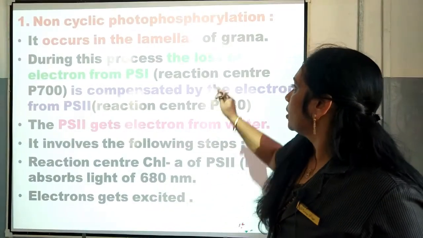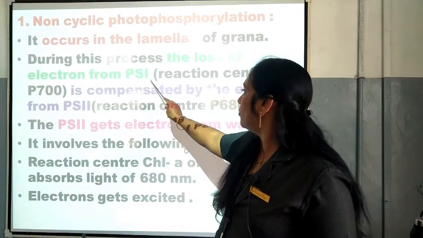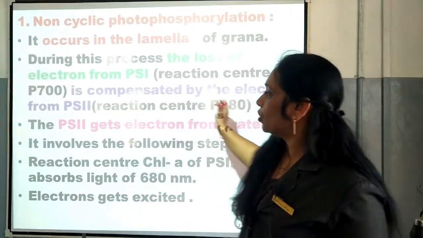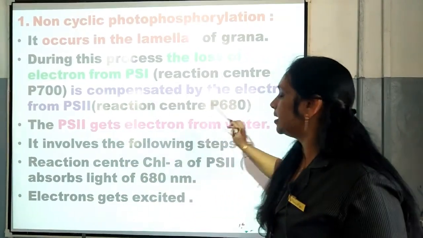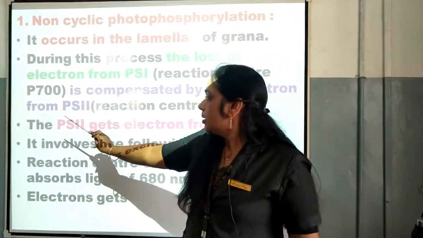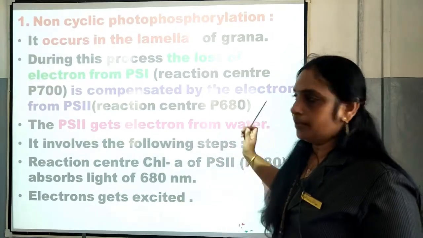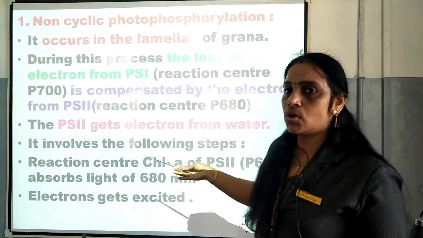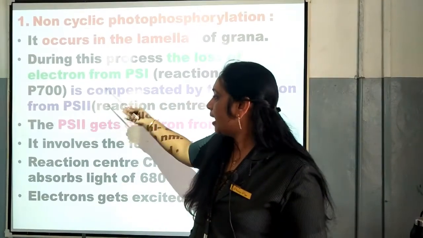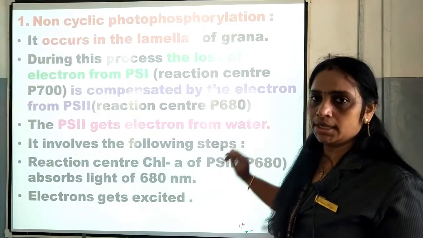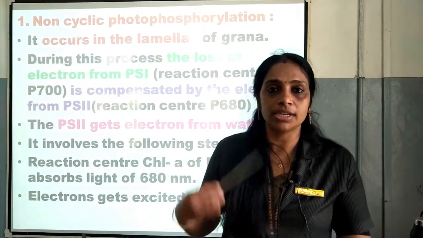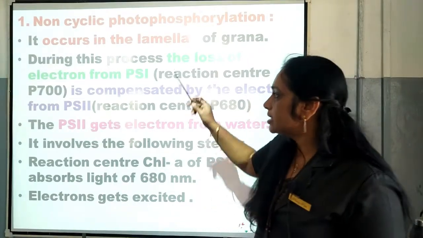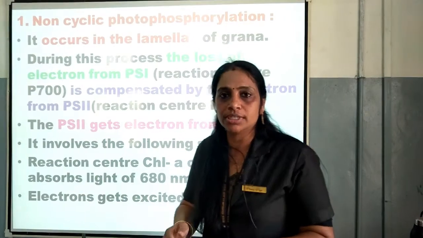During this process, the loss of electron from photosystem 1, that is the reaction center P700, is compensated by the electron from PS2, that is the reaction center P680. The PS2 gets electron from water. So here what is happening? There is a loss of electron taking place in PS1, and that loss of electron is compensated from PS2. How is it compensated? From the water, that is water splitting, or we can say photolysis of water, taking place in PS2, that is photosystem 2, and from there the electron is released, which is given to PS1, that is photosystem 1.